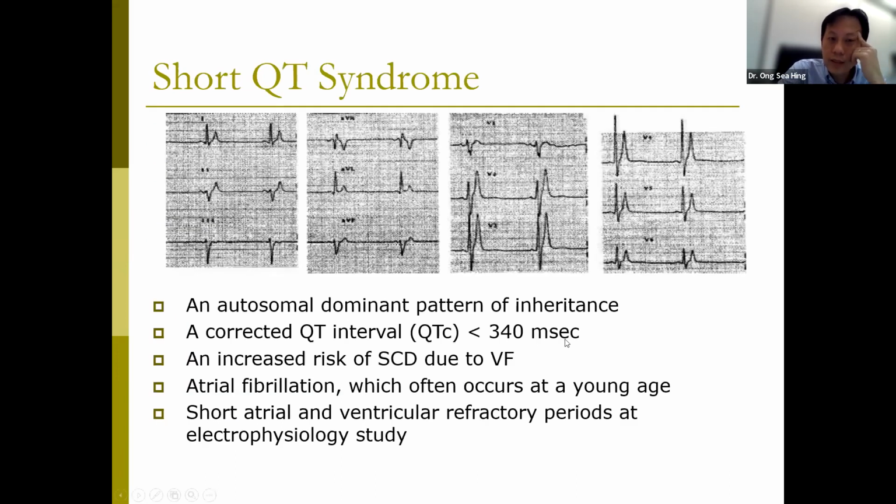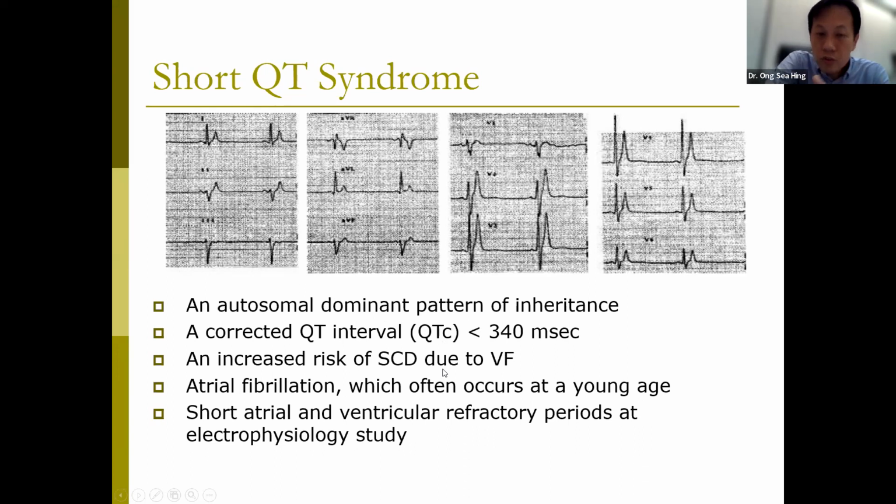Okay, a few more slides, just a few more slides. Short QT syndrome. If you have a QT interval that is very short, it's not common to see this. I personally have not seen one. The short QT syndrome is autosomal dominant in inheritance. Corrected QTc is less than 340 milliseconds.